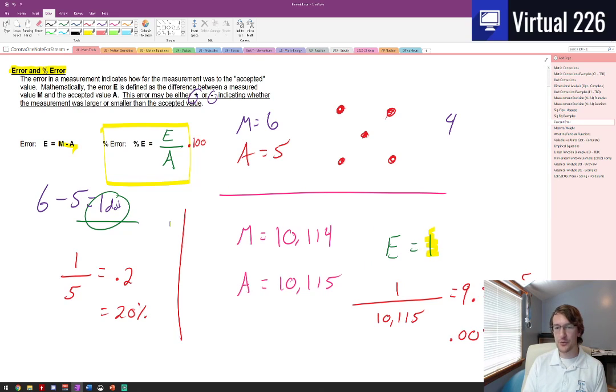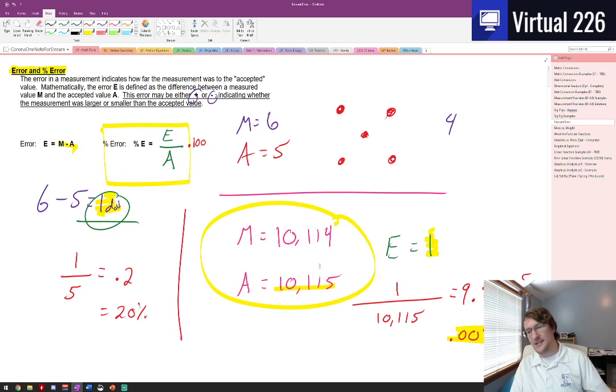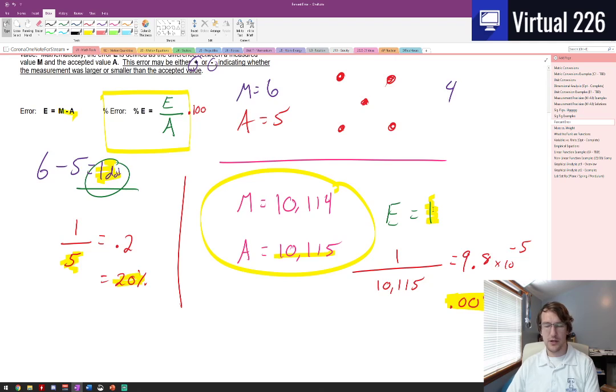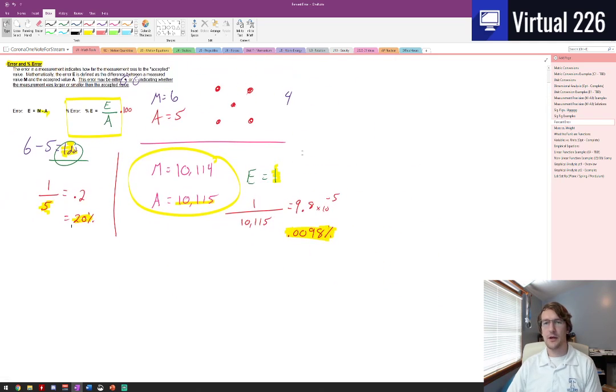Even though your error values are off by the same 1 dot, because there's so many more dots here, your percentage is very close. You're way closer in respect to hitting that 10,115 than you are to the 5. Okay, so percent errors are what we use a little bit more often. They give you a better idea of if you are closer, even if your value is very large, versus having a very small value and just being off by 1. So that's just something to think about when we're doing errors and percent errors throughout some of this unit.